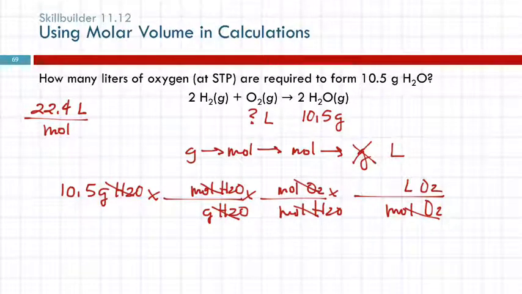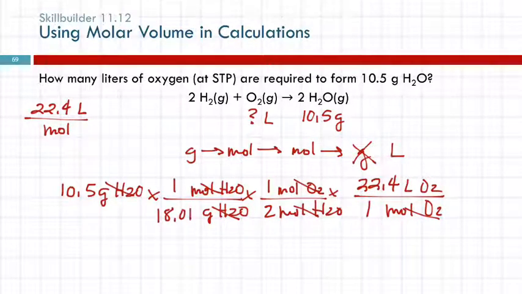Now I need numbers. The mole ratio, moles to moles, comes from the balanced chemical equation. 1 mole of oxygen is needed to make 2 moles of water. 1 mole of oxygen for 2 moles of water. This last one, liters of oxygen per mole of oxygen, that's 22.4 liters. You can use that for any gas at STP. And then I need the molar mass of water. We should know how to calculate that by now. It comes out to this.